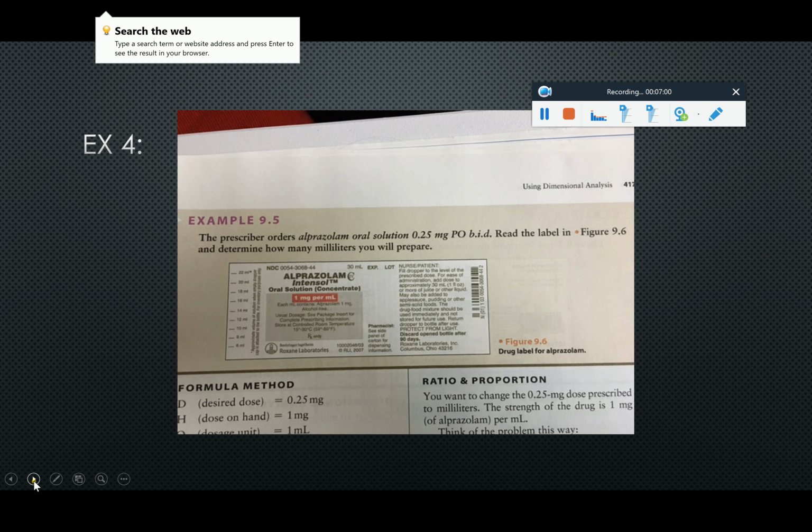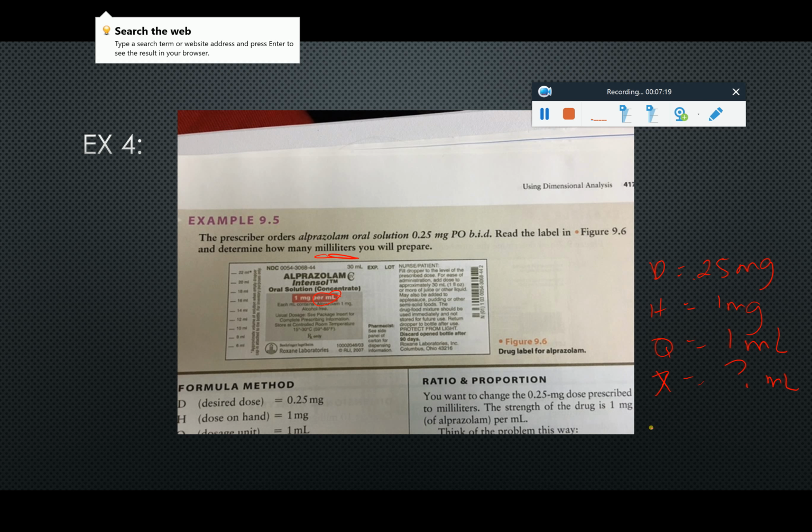Okay, here's a liquid. So desired dose is 0.25 milligrams. The dose you have on hand is 1 milligram. And notice how it says per milliliter. That tells you what this is, 1 milliliter. And we want to know how many milliliters.